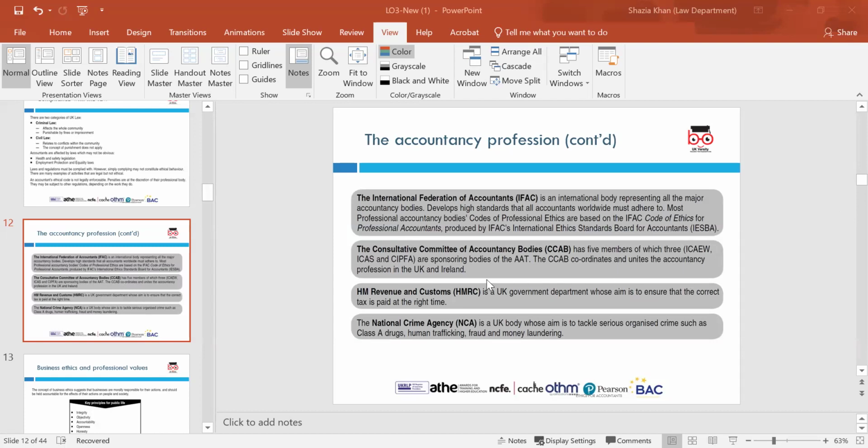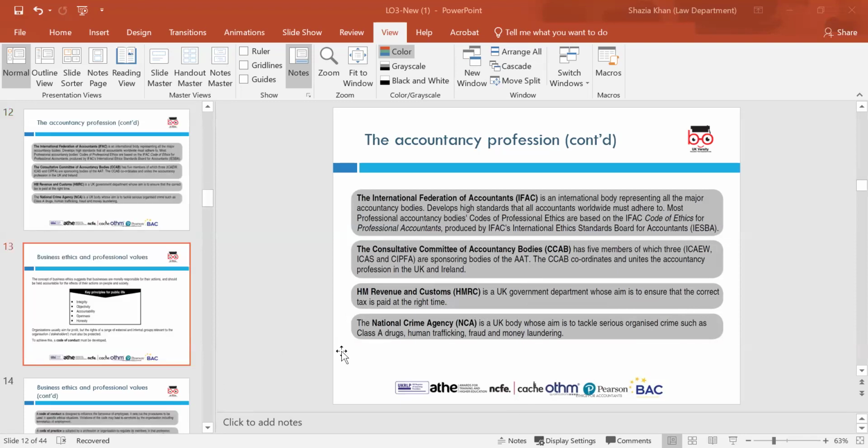Then you have the Consultative Committee of Accountancy Bodies, CCAB, which has 5 members, of which 3 are sponsoring bodies of ATHE. Then you've got HM Revenue, a UK department whose aim is to ensure that correct tax is paid. And then you have the National Crime Agency, a UK body to tackle serious organised crime, such as drugs, trafficking, fraud and money laundering, which we'll be looking at later on in more detail, so you have a better idea of that.